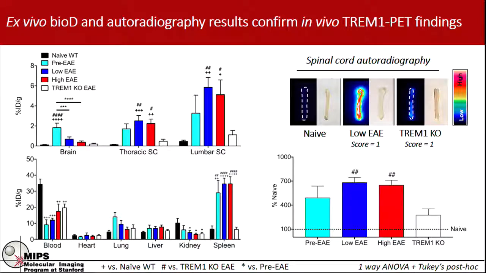And then we do ex vivo autoradiography, and you can see again, I mean, I have to draw a line around the naive. There's no TREM1 expressing cells in the CNS normally. And then it's just blowing up in the low, and then in a knockout mouse, it's very low.